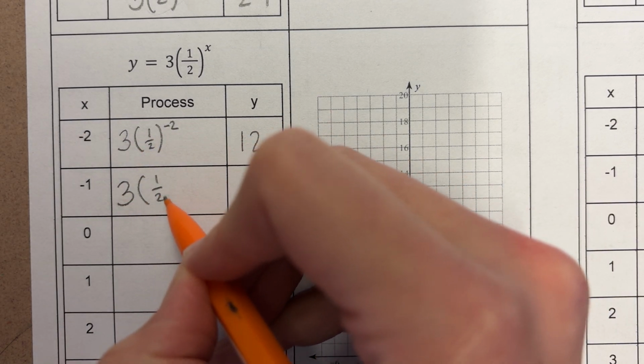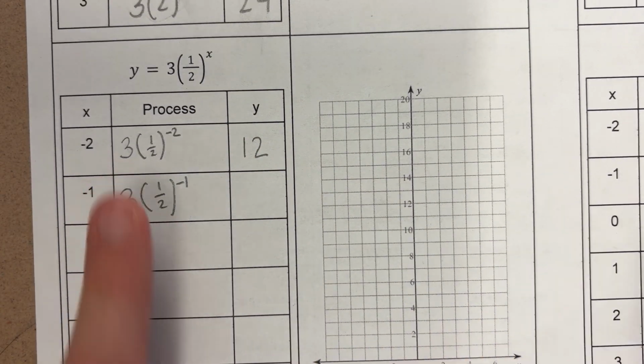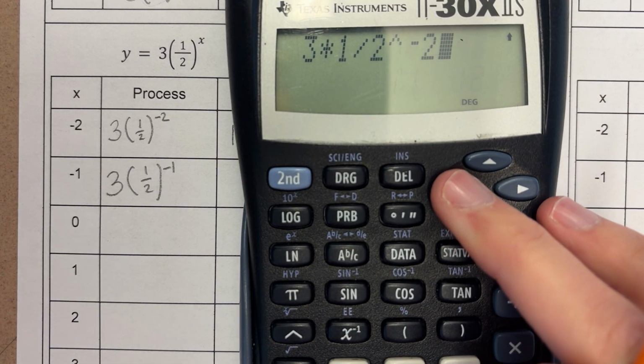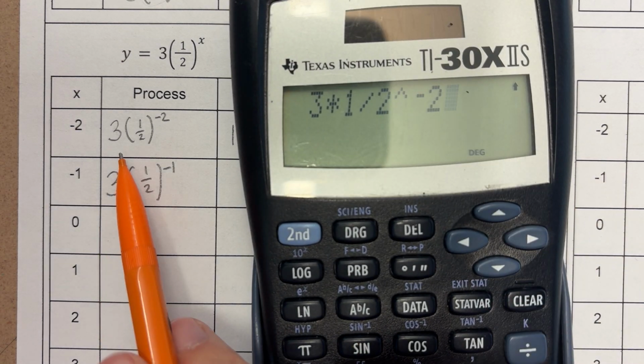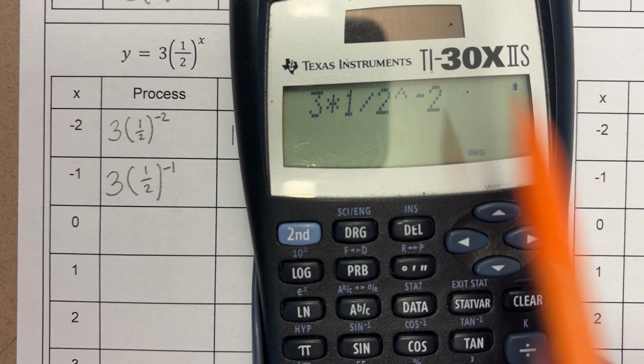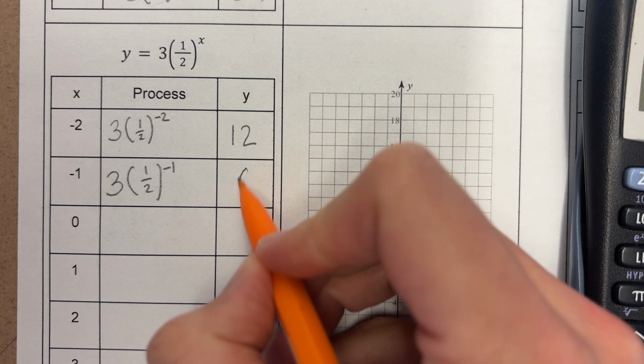This is 3 times 1/2 to the power of negative 1. This is equal to 2, so this is going to be 3 times 2. But you don't have to know that. Look, watch what I'm going to do. Watch how lazy I am. I already have 3 times 1/2 to the power of, watch. Oh, the laziest. There it is.